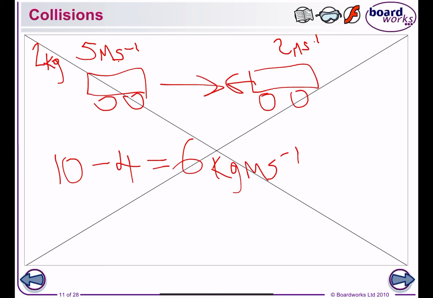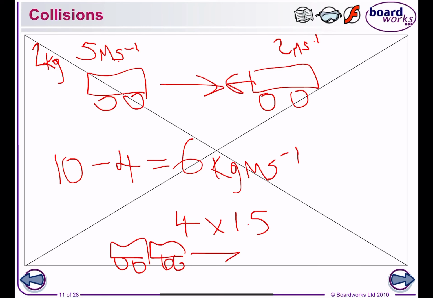Afterwards, if we need 6 kilogram meters per second and our mass is 4, that means that our velocity is 1.5. So afterwards, the velocity of both of our trolleys would be 1.5, and they would be stuck together like this, moving that way at 1.5 meters per second. So that's a very easy example. It's the sort of thing that's on this animation anyway, just to show you how we might use this idea. Momentum before is the same as momentum afterwards.